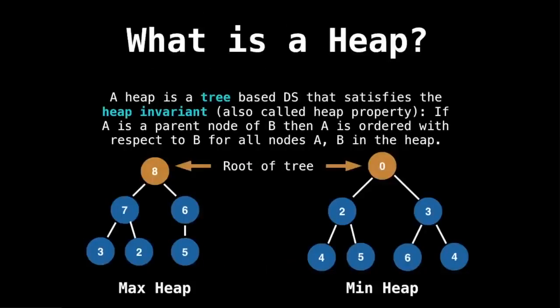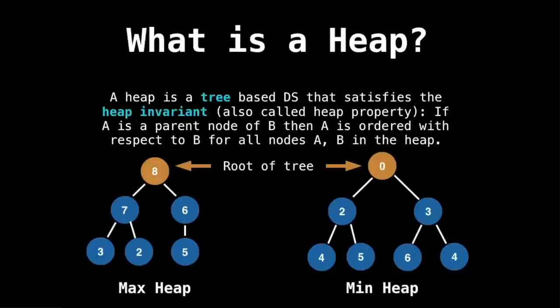So the next big question then is, what is a heap? Usually I make up my own definitions, but I really like this one from Wiki. A heap is a tree-based data structure that satisfies the heap invariant, also called the heap property. If A is a parent node of B, then A is ordered with respect to B for all nodes A and B in the heap.